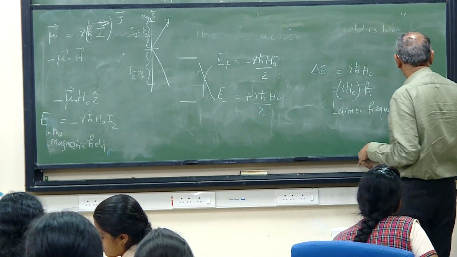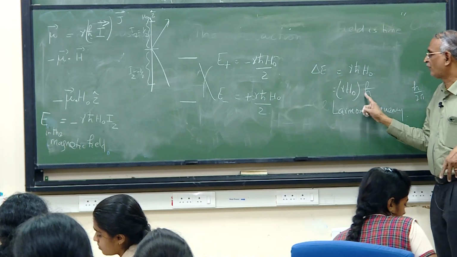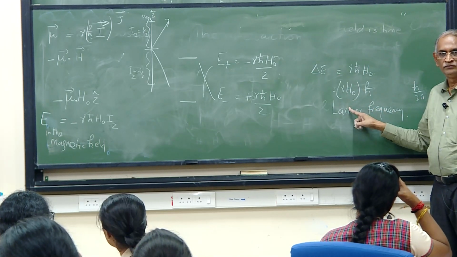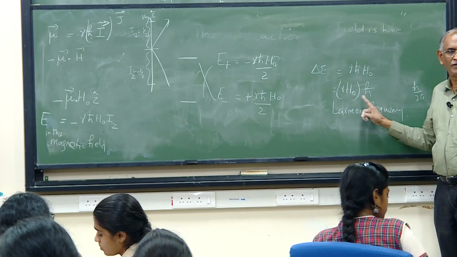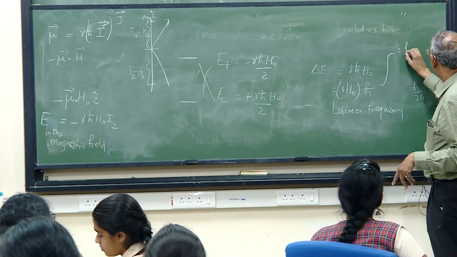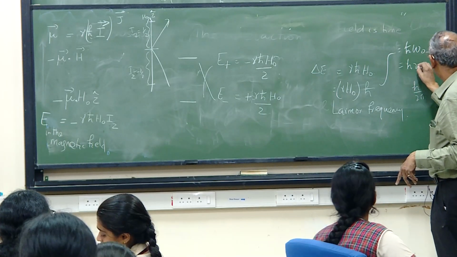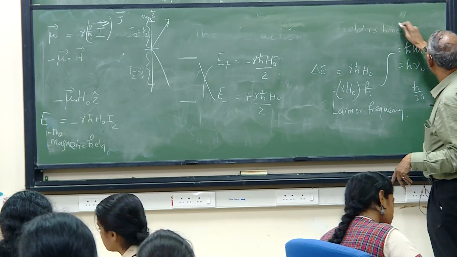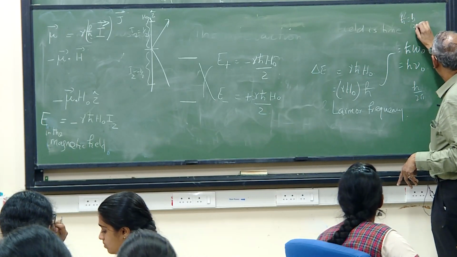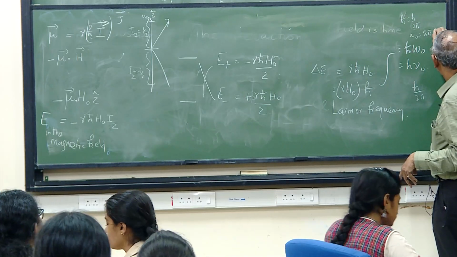Please remember, h bar is h by 2 pi. Okay. Therefore, if this whole thing has to be energy, this has to be 2 pi times some nu. Right? Otherwise, this is an angular frequency. So we write this as h bar omega naught, which is the same thing as h nu naught, if you remember h bar is h by 2 pi and omega naught is 2 pi times nu naught.